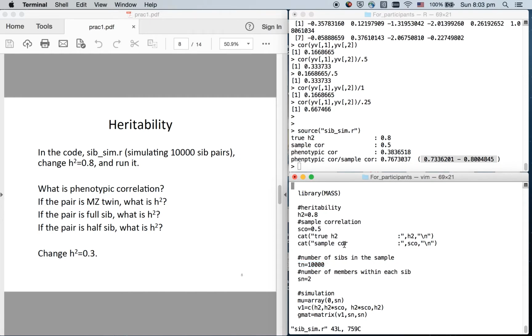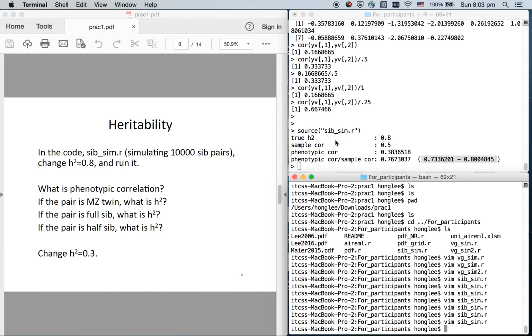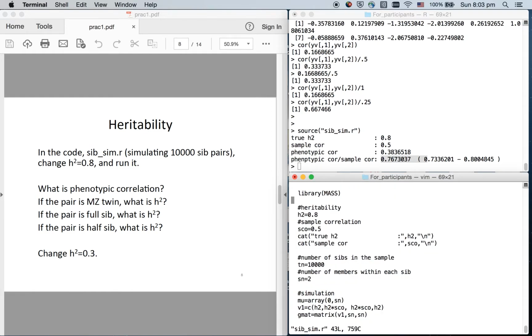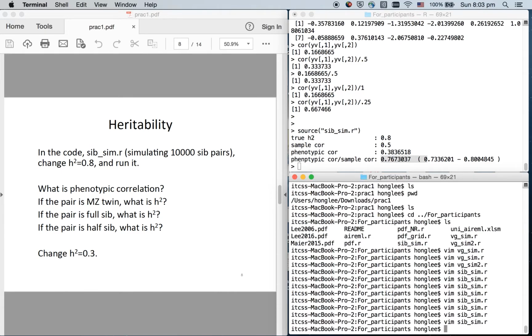So as before, you can also work out what happens when using the design as MZ or full SIP. That's what you did here. And what if the design is based on half SIP? Then you can get a different number for heritability, right? Okay, now get back to point 3 as before. Then go to the next questions.